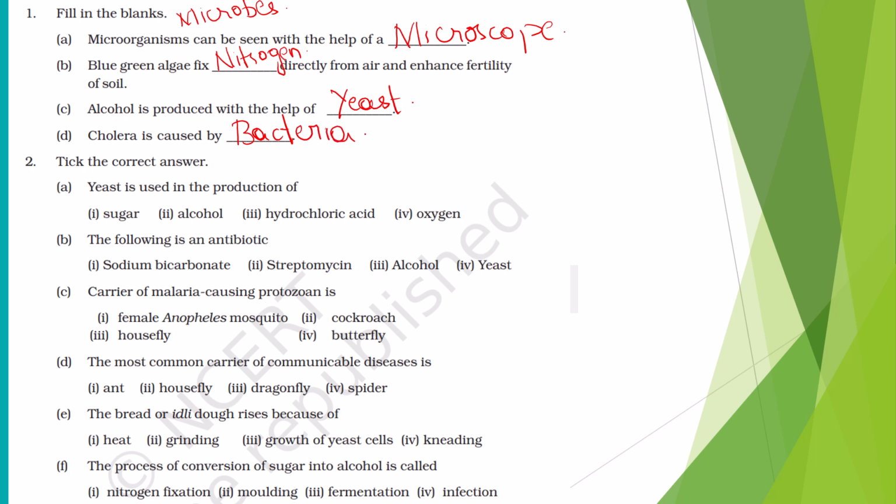So this one, tick the correct answer. It means you have to choose the correct answer. Yeast is used in the production of what? Yes, alcohol, right? The following is an antibiotic. Which one is antibiotic here? Sodium bicarbonate, streptomycin, alcohol, yeast. What is it? Yes, streptomycin. And apart from this, you just try to recall what is the other antibiotic we have talked about in the video. Yes, it's erythromycin, right?